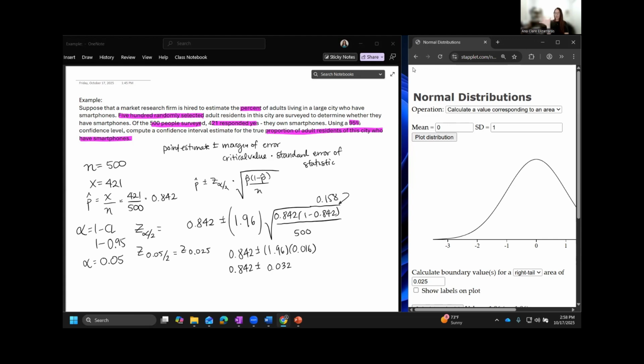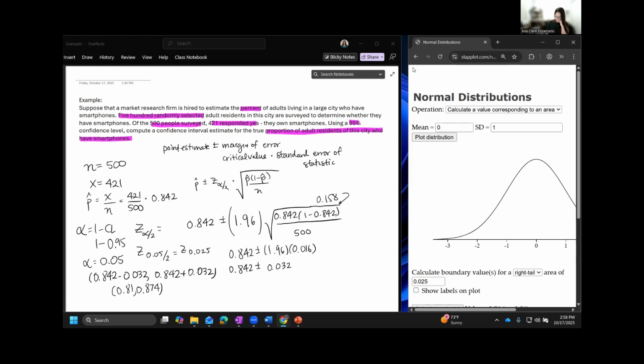Finally, to calculate my actual interval, I do the point estimate minus the margin of error and the point estimate plus the margin of error. 0.842 minus 0.032 is 0.81, and 0.842 plus 0.032 is 0.874. So now we've calculated our confidence interval, and now we need to interpret it.